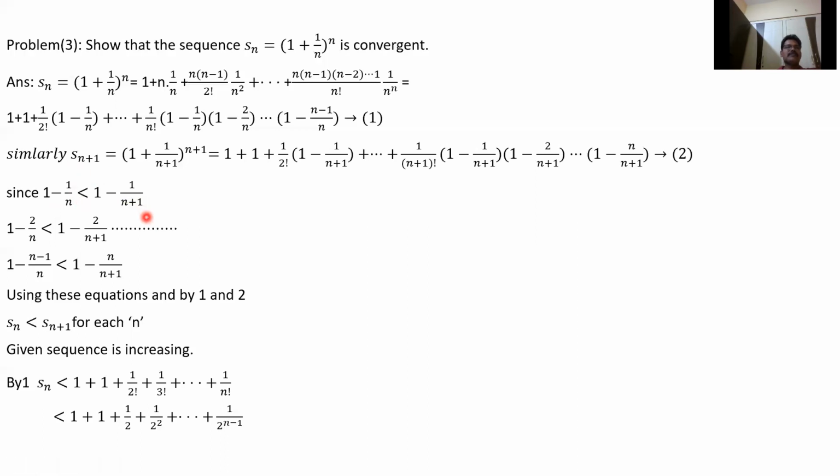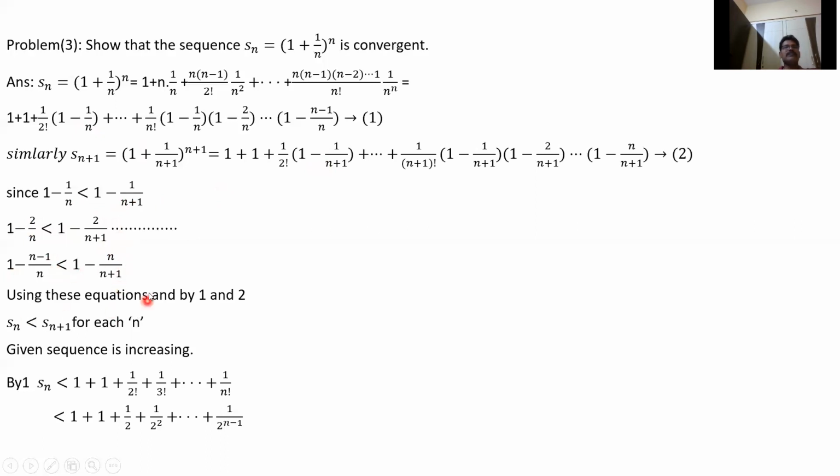Why? Because we know that 1 by n is greater than 1 by n plus 1. Minus 1 by n is less than minus 1 by n plus 1. So 1 minus 1 by n is less than 1 minus 1 by n plus 1. For example, if you take n is equal to 1, what happens? 0 here. If n is equal to 2, this is 1 by 2, it is 2 by 2. So 1 minus 1 by n is less than 1 minus 1 by n plus 1. So this is less than this. Similarly, 1 minus 2 by n is less than 1 minus 2 by n plus 1. And 1 minus 3 by n is less than 1 minus 3 by n plus 1. And so on, 1 minus n minus 1 by n is less than 1 minus n by n plus 1.